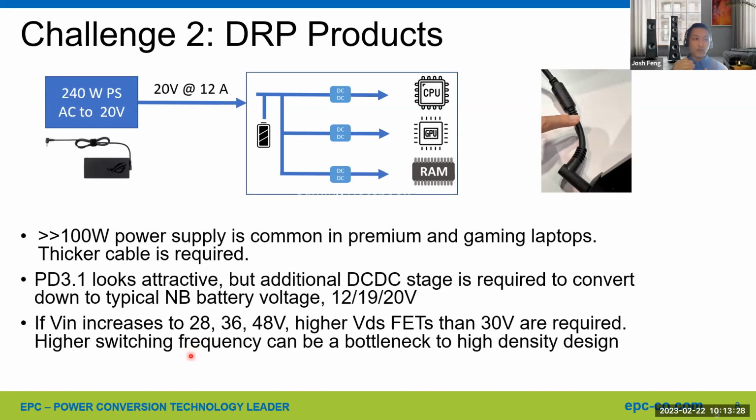And furthermore, if the input voltage increases in the future to 28, it's already happening. 28 volts is already happening. If in the near future 48 volts, again, your higher breakdown voltage MOSFET device definitely needs to be more than 30 volts. And when you go above 30 volts, the 20 volt or 30 volt device has a pretty good figure of merit for fast switching at megahertz. But as you go above that, 40, 80, hundreds, higher switching frequency can really be a bottleneck, especially in higher density designs.